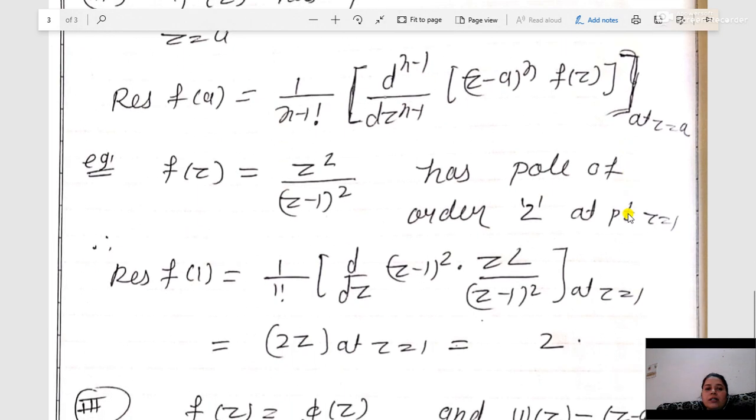So let's understand by an example. If f(z) is equal to z square upon (z minus 1) square. So to get the pole, we have to put the denominator equal to 0. When we put the denominator equal to 0, z is equal to 1. So it has a pole at point 1 and its order is 2. Since the denominator is (z minus 1) whole square, therefore z is equal to 1 is a pole of order 2.